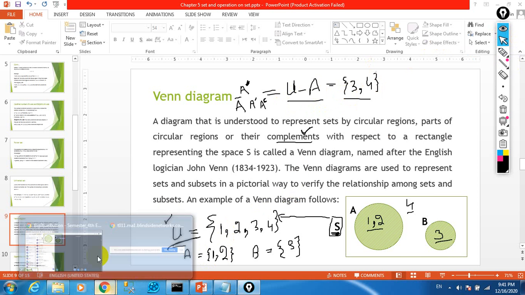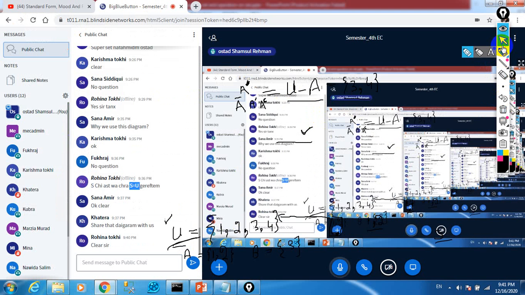Any questions? Clear, sir, okay. Share that diagram with us. What do you mean?